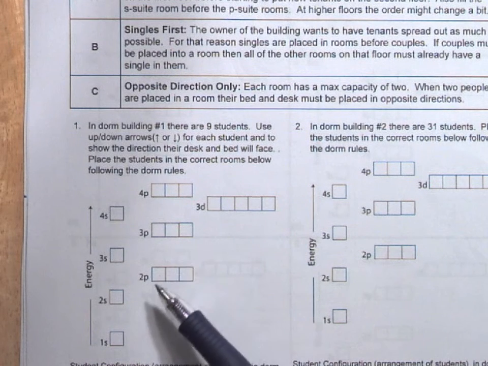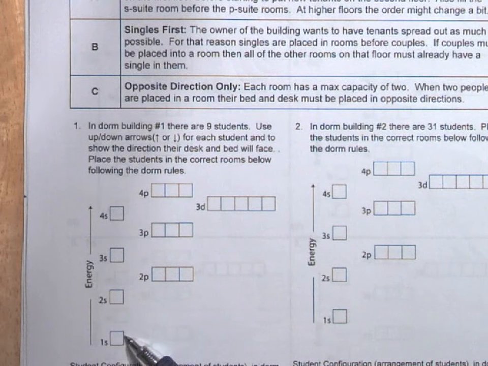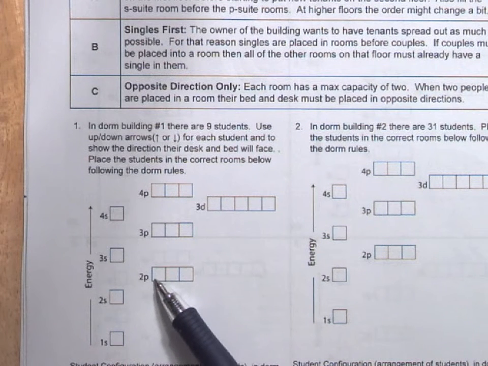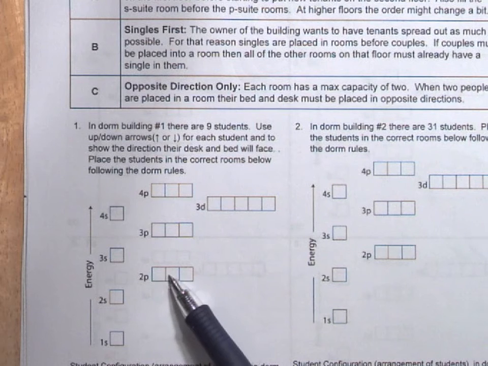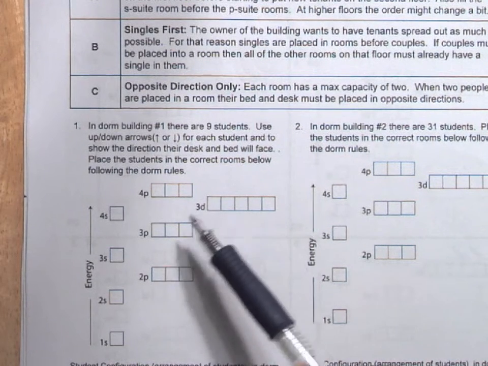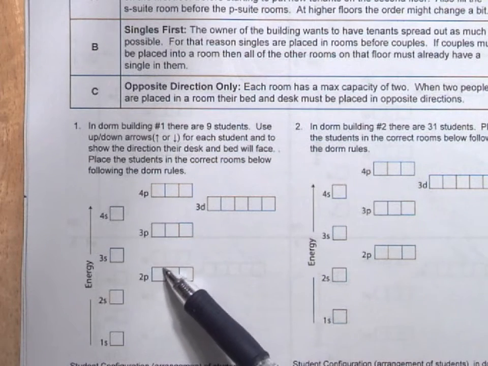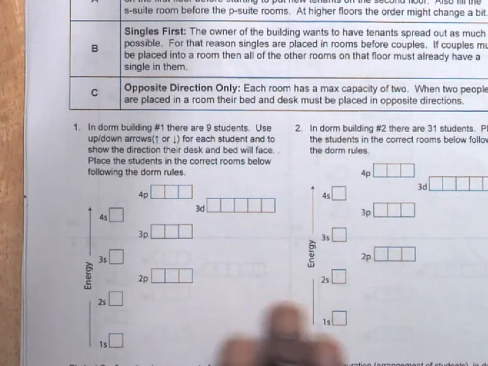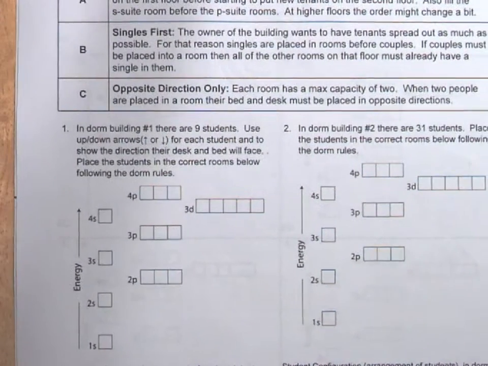Next one, remember, singles first. So when you're filling up a room, for example, here, you put 1 and then you can put another, because there are no other rooms at that level. The next level, the same thing. But when you come here, you have 1, 2, 3 rooms. So remember, let's say you have 4 people, you put 1 in each one before you double. And finally, make sure they're facing opposite directions. So if you have 2 people in the room, they need to have an up arrow and a down arrow. All right, pause the video now and try 1 and 2. When you come back together, we'll talk about what you should have.